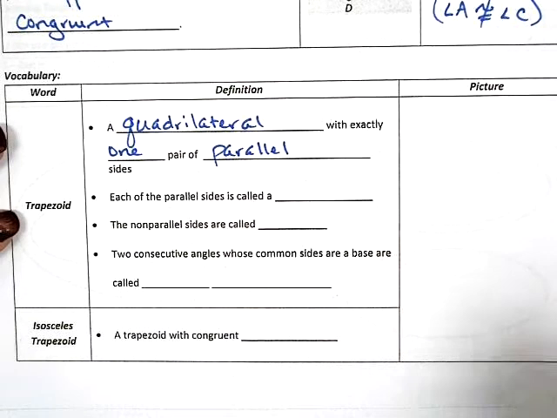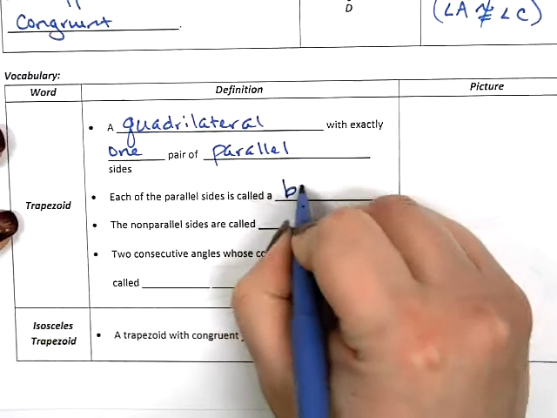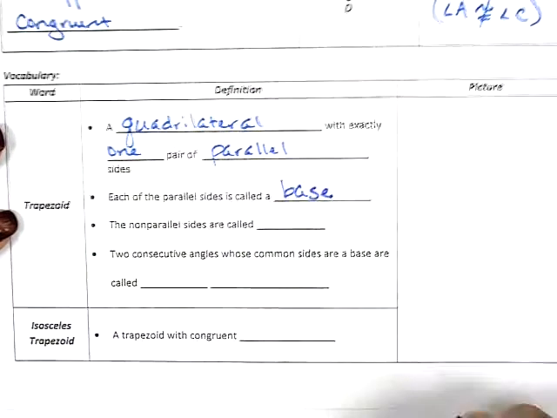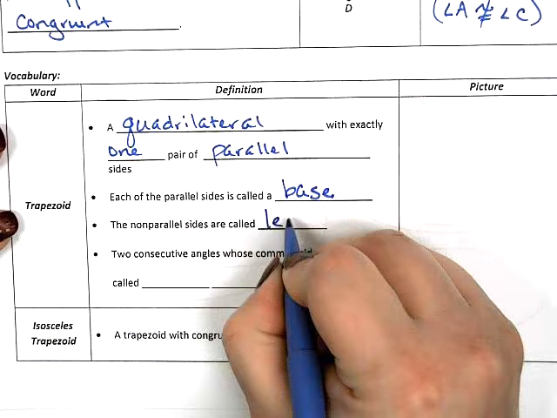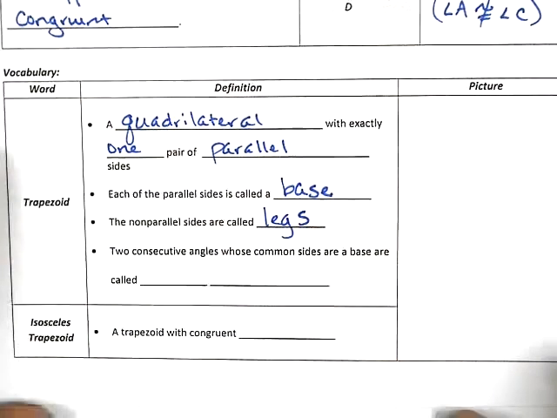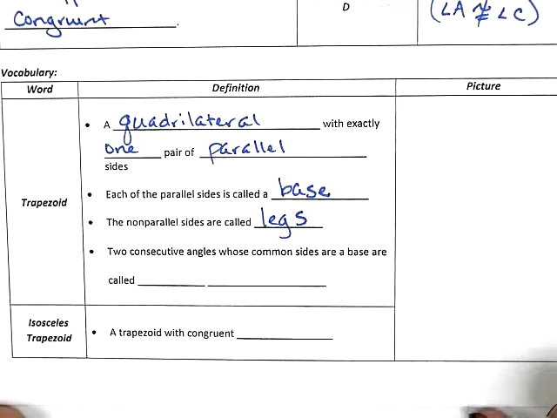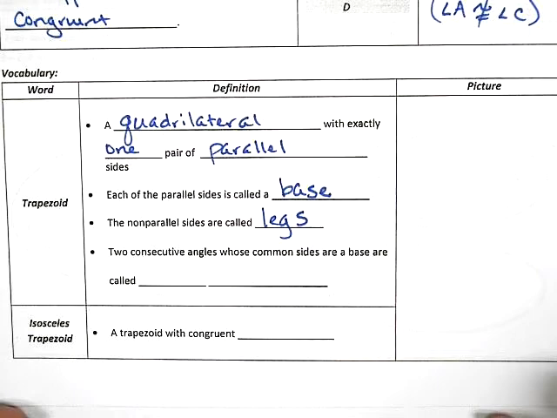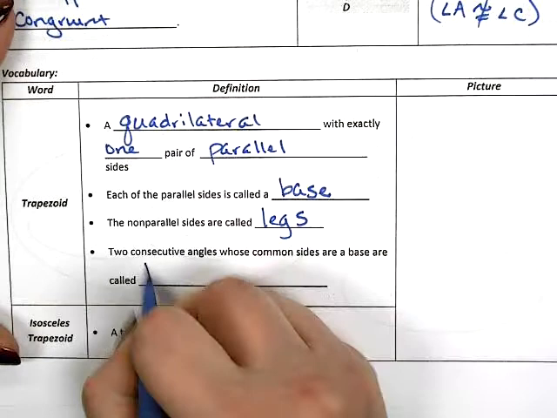Each of the parallel sides, those are called bases. All right, and the non-parallel sides are called legs. Two consecutive angles whose common sides are a base are called base angles.